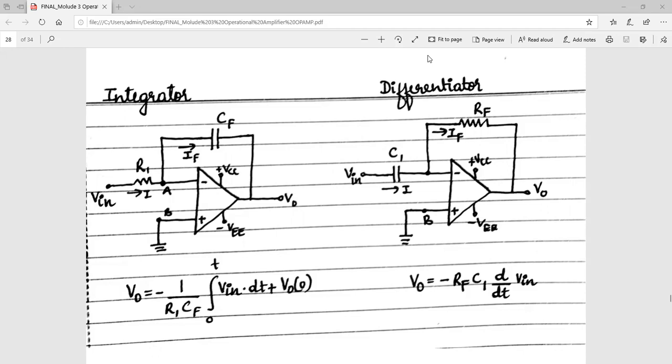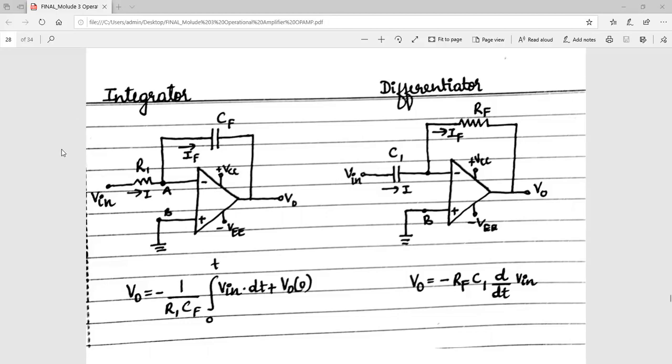So today we'll see some more applications such as integrator and differentiator, how an op-amp can be used to perform as an integrator and differentiator. So before we go into the derivation, let us see the similarities between the integrator and differentiator with respect to the circuit, and what are the small changes with respect to the circuit.